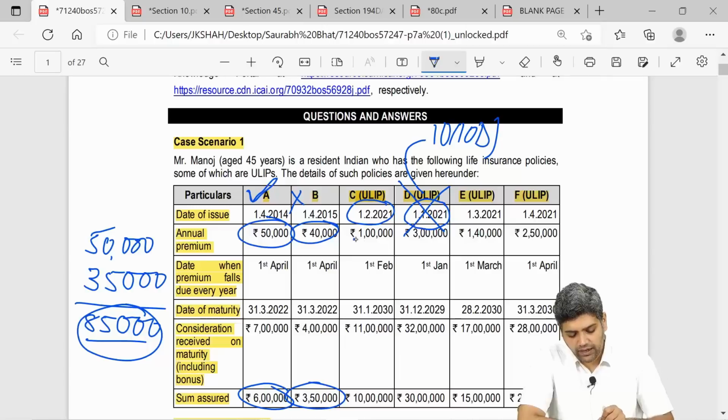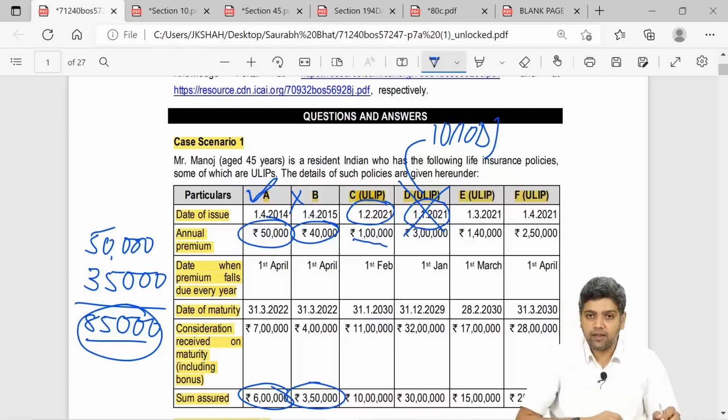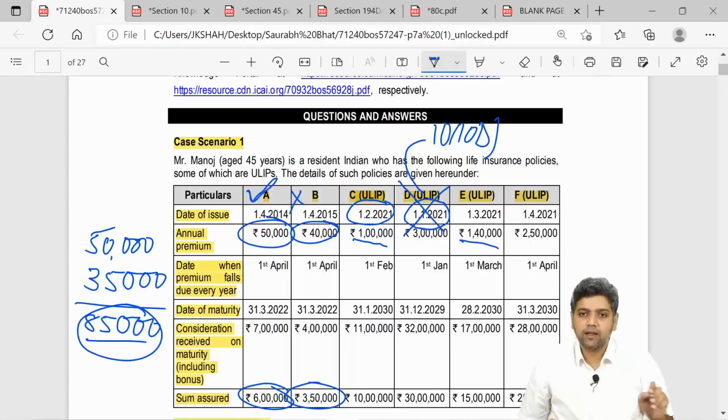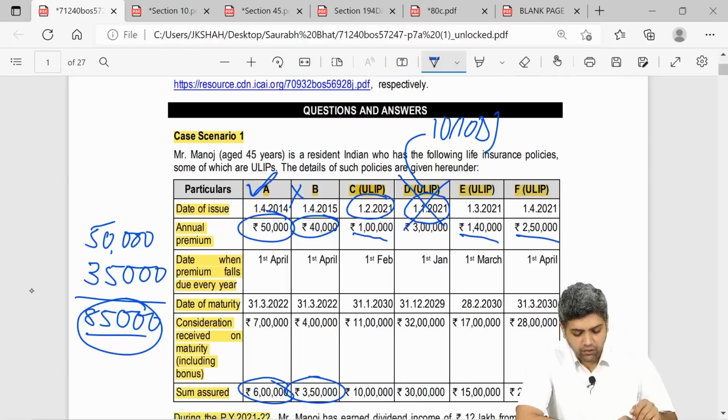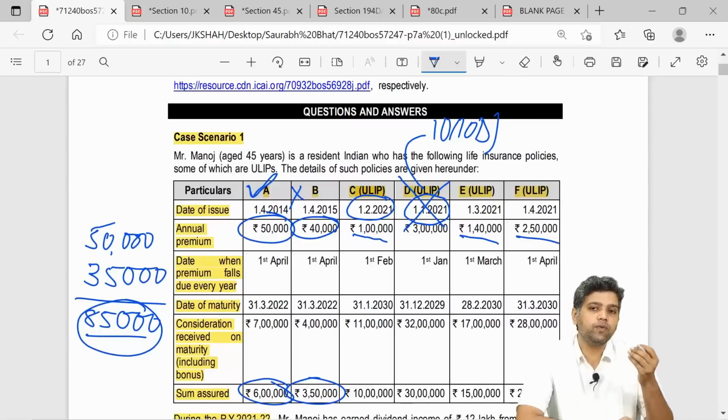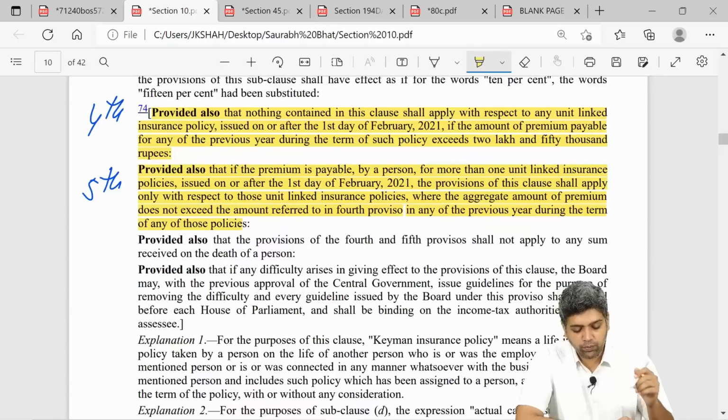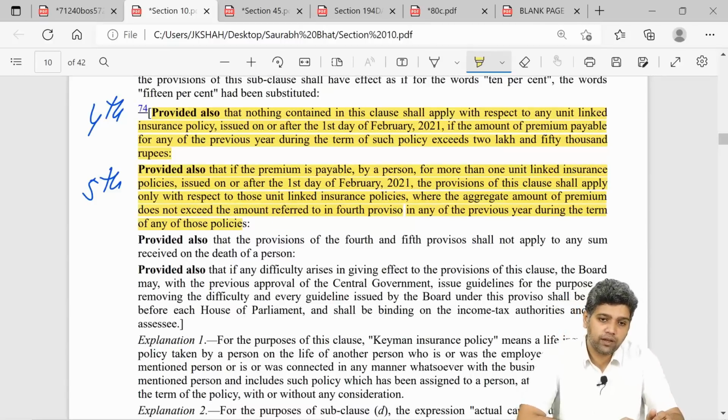They have given us that the premium of policy C is 1 lakh, policy E is 1,40,000, policy F is 2,50,000. Then they ask with regard to which of the policies the provision of Section 10(10D) exemption will apply. If you look at the provision again, what does the 5th proviso say? That if premium is payable by a person for more than one ULIP, then the provision of this clause exemption shall apply only with respect to those ULIPs where the aggregate amount of premium does not exceed 2,50,000.